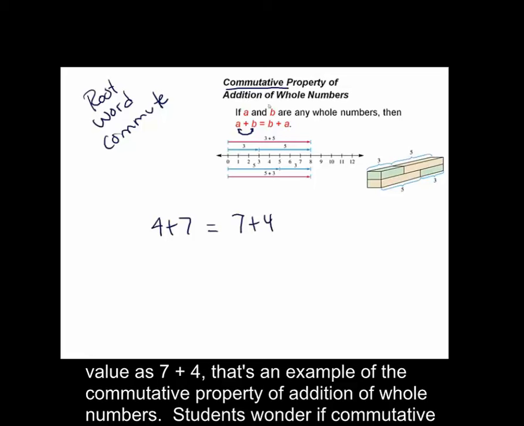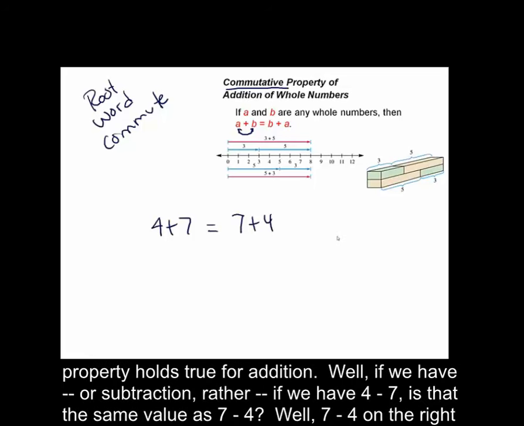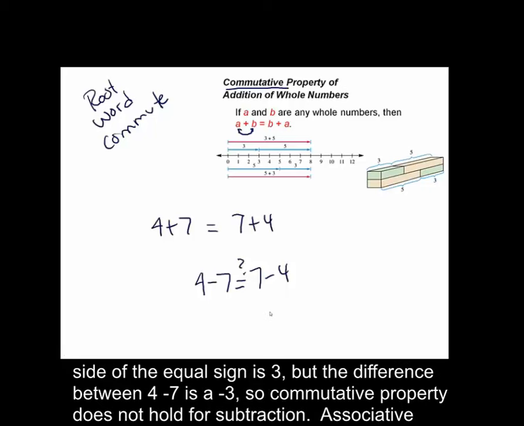Students wonder if commutative property holds true for subtraction. Well, if we have 4 minus 7, is that the same value as 7 minus 4? Well, 7 minus 4 on the right side of the equal sign is 3, but the difference between 4 and 7 is -3, so the commutative property does not hold for subtraction.